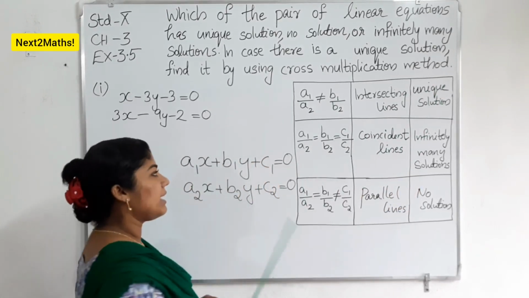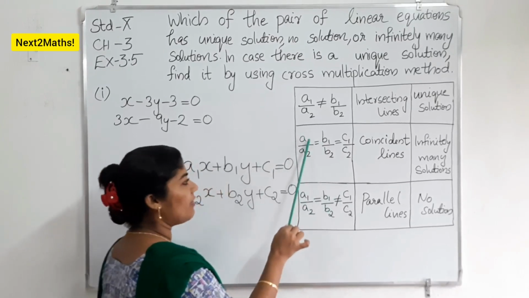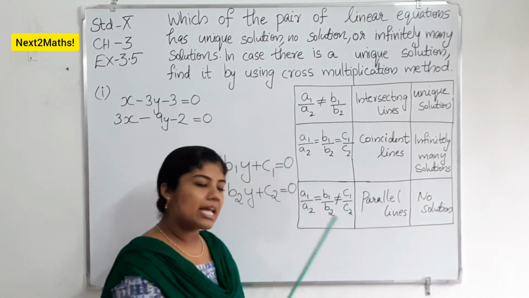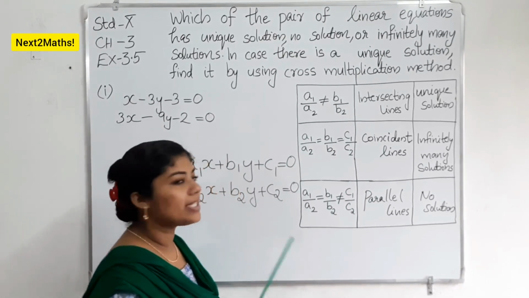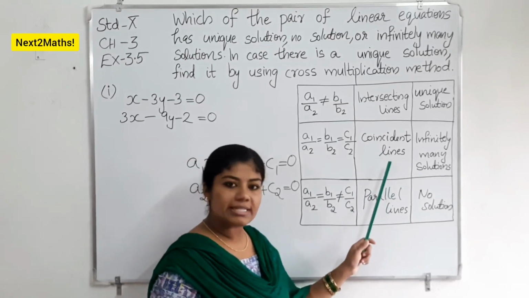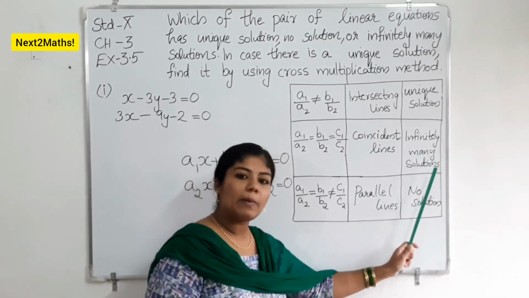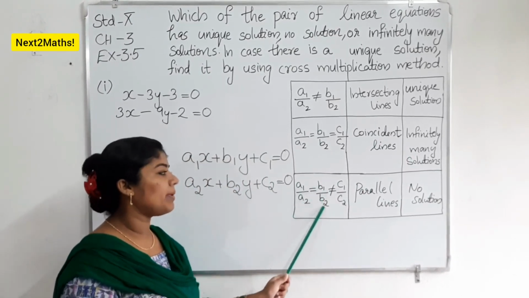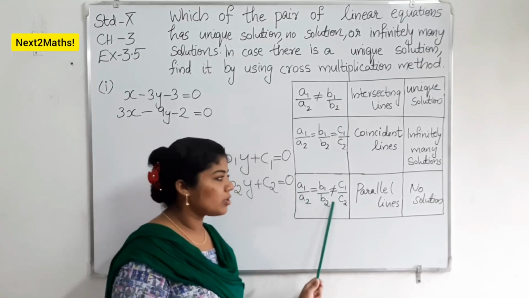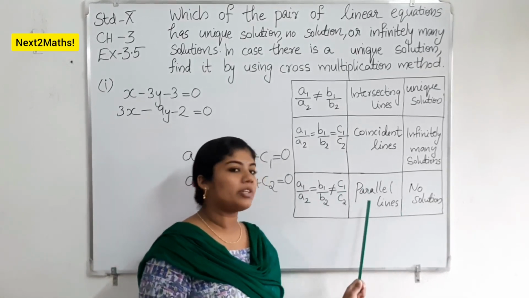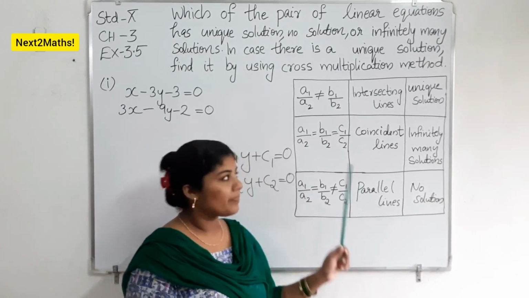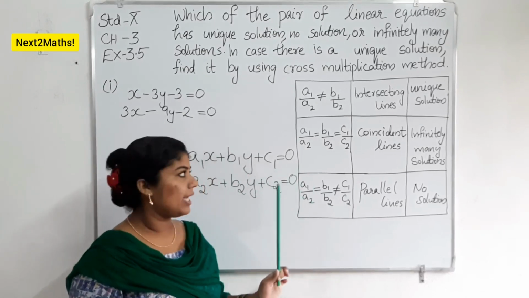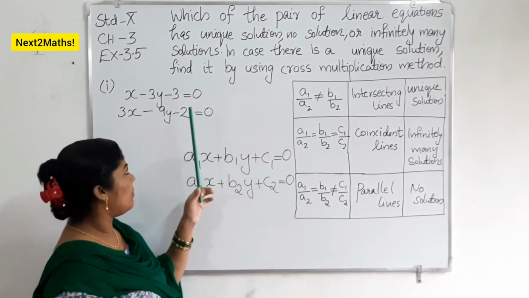Understood? And the next case, A1 by A2 equal to B1 by B2 equal to C1 by C2. Then your lines are coincident lines. When you represent the same graphically, you will get coincident lines and it has infinitely many solutions. Got it? The next one is A1 by A2 equal to B1 by B2 not equal to C1 by C2. This condition also we are familiar with, then you will get no solution and your graphical representation will be parallel lines. Here you are not able to represent the same graphically, it's not needed.